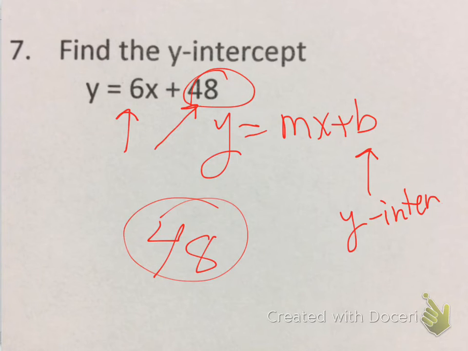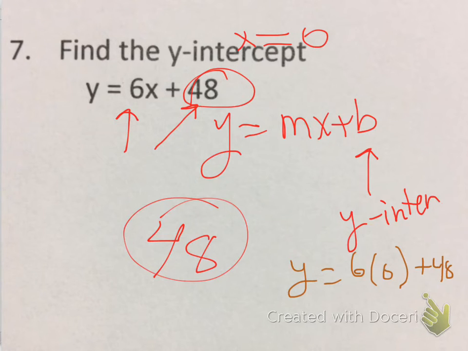Another way you could find that y-intercept is whenever you're looking for the y-intercept, you set x equals to 0. So you could take that and just substitute it into the equation. You could have gone y equals 6 times 0 plus 48. 6 times 0 is 0. And so y would be equal to 48. It would be the same either direction you solve it.